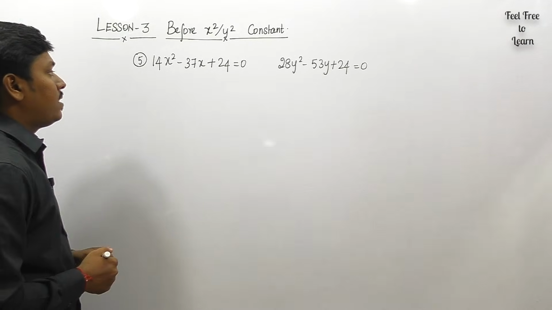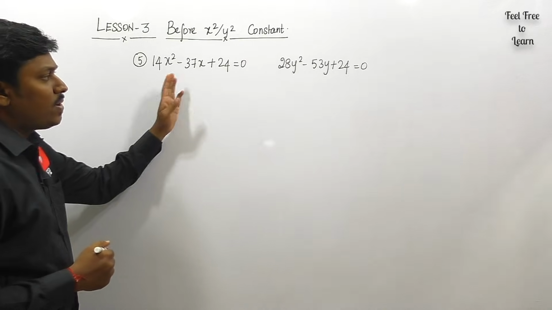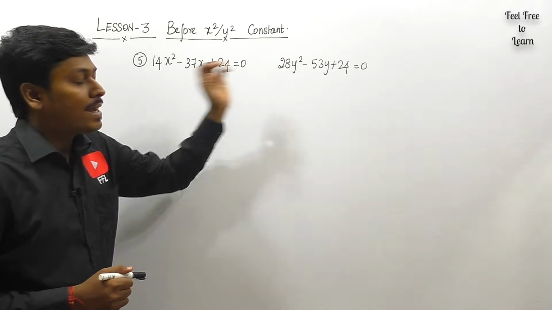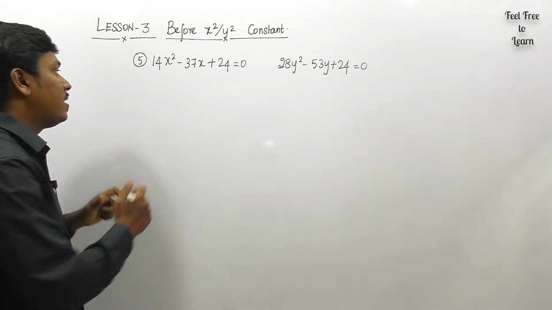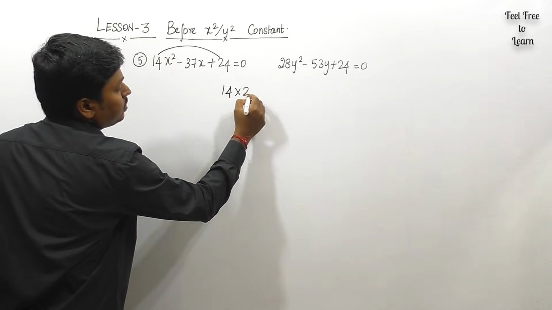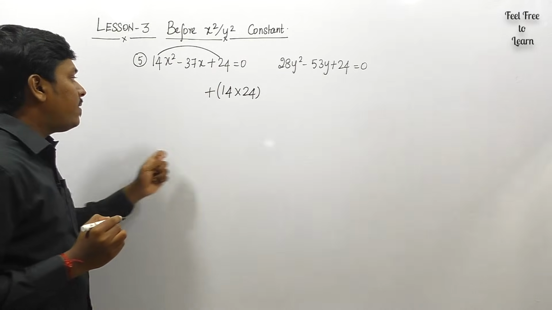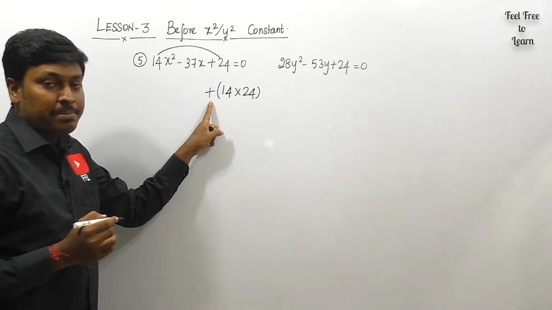Question number 5. So 14x square minus 37x plus 24 is equal to 0, a quadratic equation. Similarly, the second expression is also a quadratic equation. So first of all, we need to multiply this 14 into 24. So 14 into 24. And here it is positive. So friends, our target, when we multiply both the numbers, the resultant should be plus.